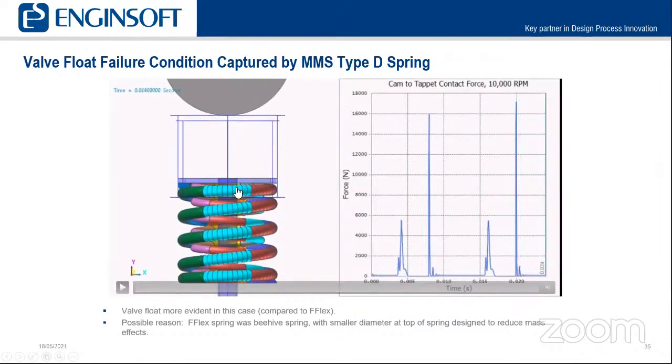You might wonder why in this case, compared to the FFlex spring results, we're able to see this valve float more pronounced. One reason could be that the FFlex spring was actually a beehive spring, which had smaller diameter spring coils at the top of the spring. This design is intended to reduce the mass effects of the spring. So what we are seeing here is that RecurDyn is capturing these effects of the different spring designs correctly.